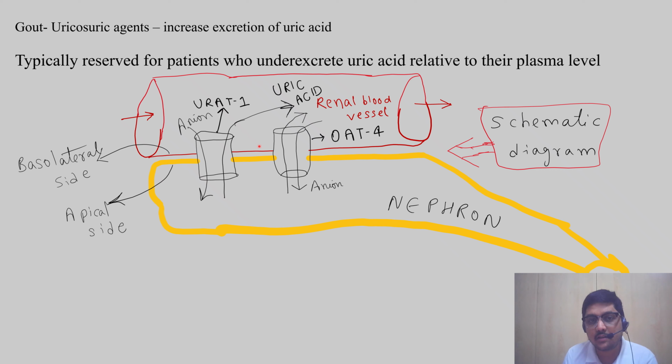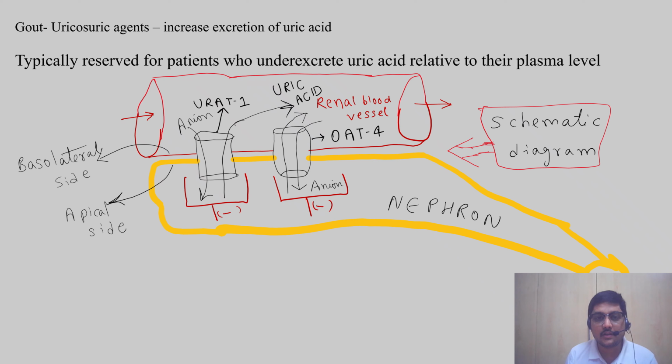What are the agents which are going to block these channels, or which are going to compete with the uric acid? For example, when there are 10 molecules of uric acid, this drug will compete with the uric acid and the drug will go in exchange for the anion. So we call it inhibition of these transporters from the apical side. What are those agents which are going to inhibit these? This channel, the urate 1 channel, and this channel.